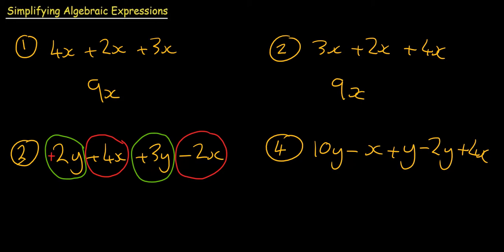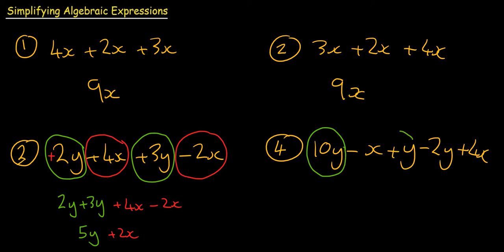So let's collect the like terms together then. We've got 2y plus 3y, and then we've got 4x minus 2x. So if we add the y's together, we get 5y, and if we do the subtraction, 4x minus 2x is 2x. We are left with this. Okay, let's do the next one. We're going to circle the like terms.